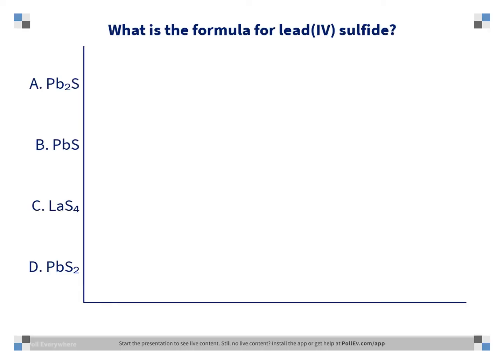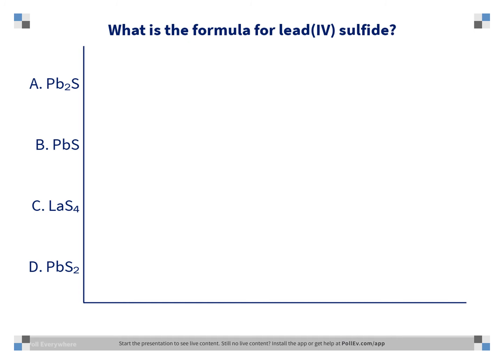The correct answer is D, PbS2. The lead has a +4 charge, which we know from the Roman numerals in its name. The sulfide has a -2 charge, which we know because sulfur is in group 6A. When we crisscross, the 4 from the lead goes down next to the sulfur, and the 2 from the sulfur goes down next to the lead. We end up with Pb2S4.